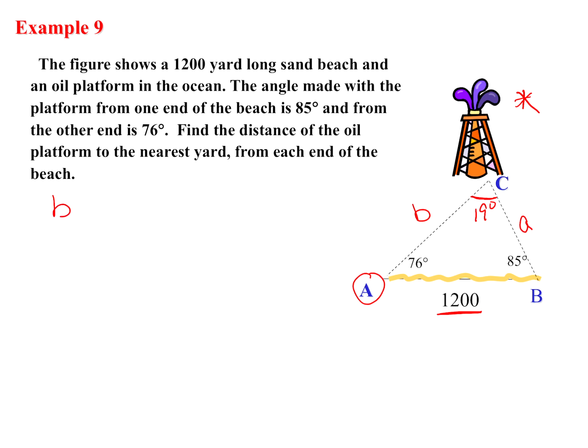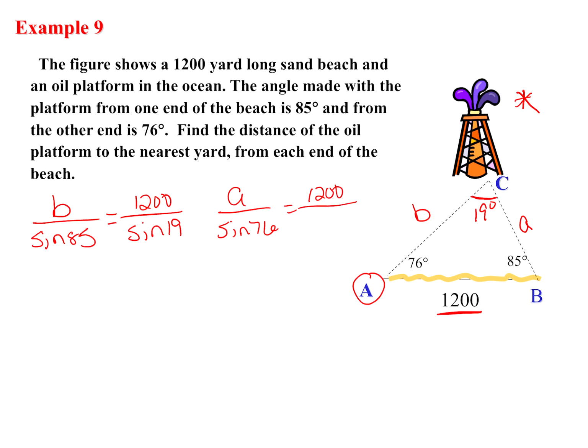And then we can set it up. So if I solve for b, I would have b over sine of 85 equals 1,200 over sine of 19. I also need then to solve for a. So a over sine of 76 equals 1,200 over sine of 19. At this time, you should be able to solve for both of these without me writing things out. If you need extra help, please come see me.